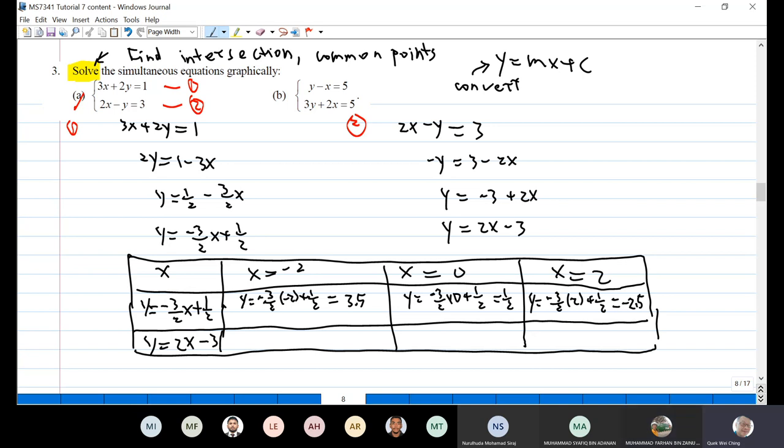And then do the same thing for the second line. When x equal to minus 2, y equal to 2 times minus 2 minus 3, you get minus 7. Okay, minus 3, I'm sorry. Minus 3 here.